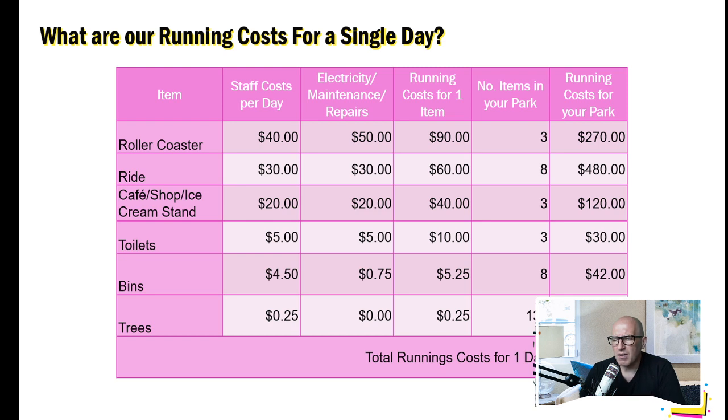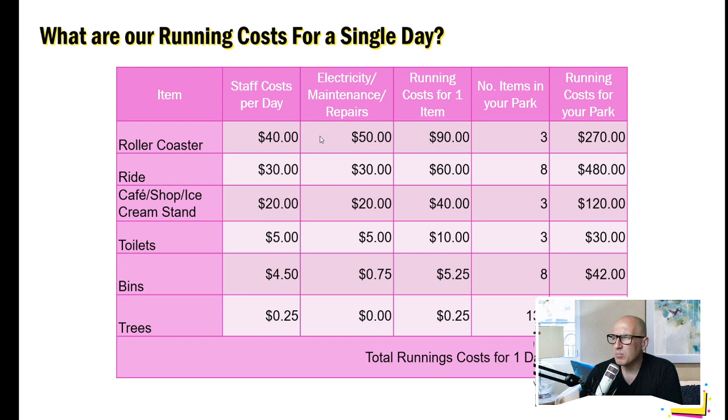So inside my spreadsheet, I have something that looks a little bit like this. And these are my running costs for a single day. I've got my roller coaster and my rides and my shops and my cafes and toilets and bins. And inside here, I've got all the numbers of items in my park and how much things are actually costing.